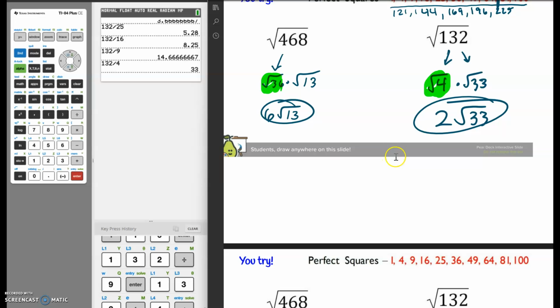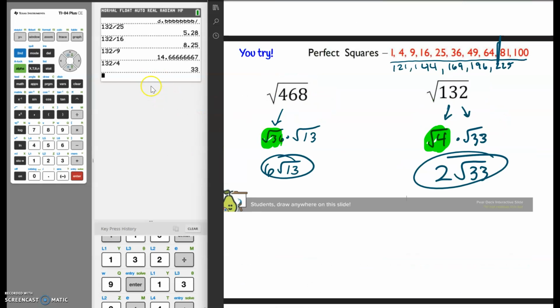So hopefully that is a good reminder and maybe a way, if you've struggled with this in the past, to give you some steps you can take to simplify radicals.